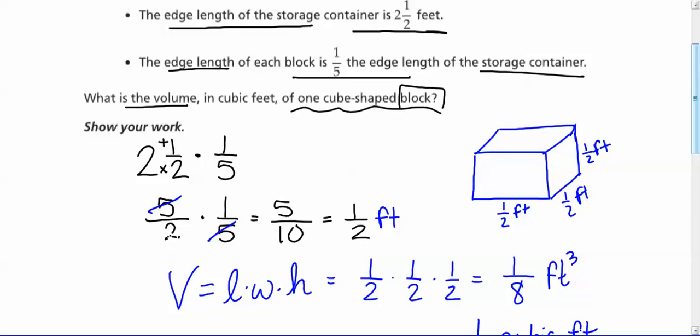So, what is the volume of a rectangular prism that has a width of 2 inches, a length of 3 inches, and a height of 4 inches? You're expected to write the units as well, right? So again, find the volume of a rectangular prism that is 2 by 3 by 4 inches.